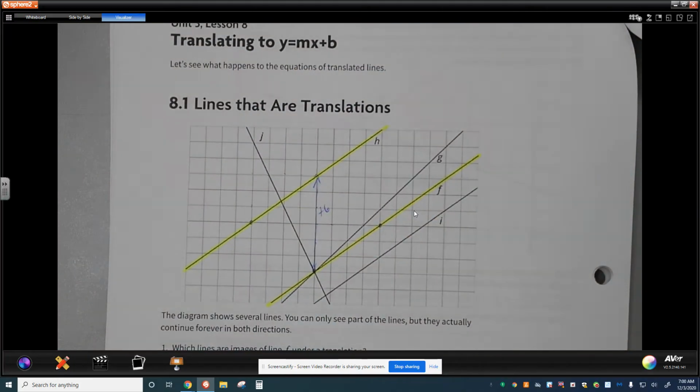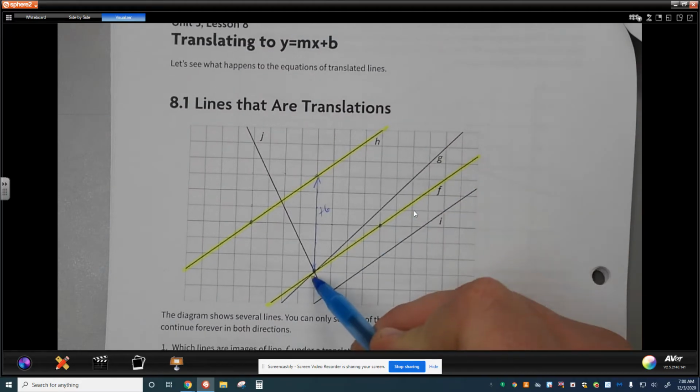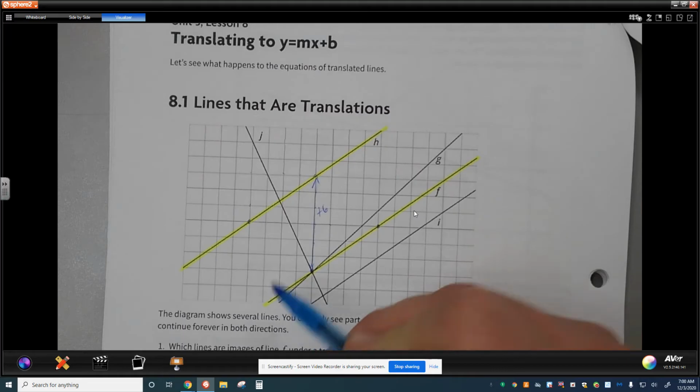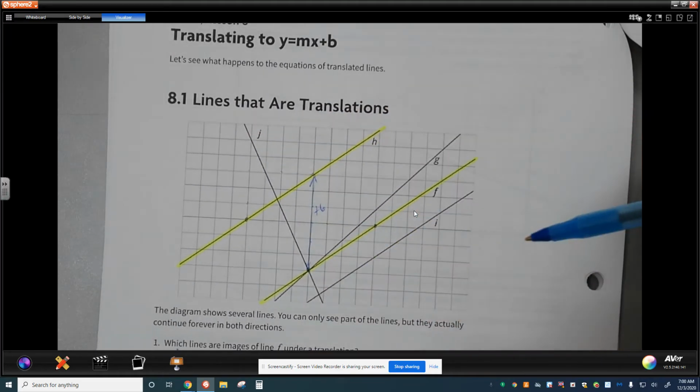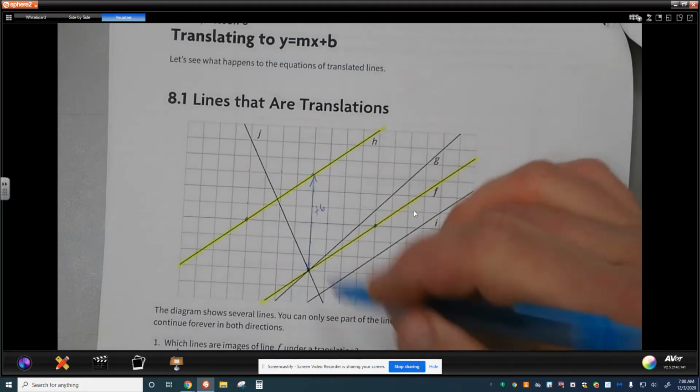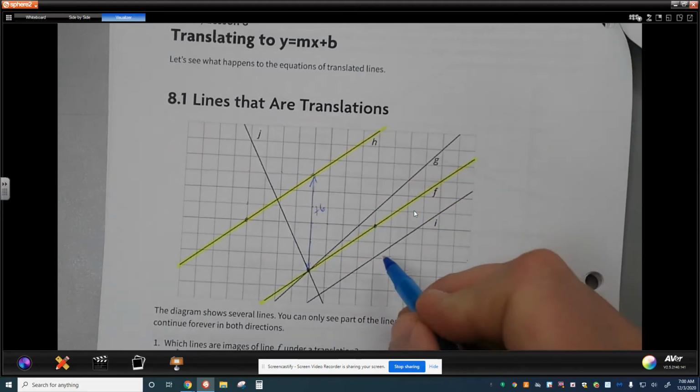Under translation, the angle measure can't change. I look at G. Clearly, G can't work because G intersects with line F. We see that J also intersects at that same point, and at a completely different angle. It comes down at a negative angle. But what about letter I?